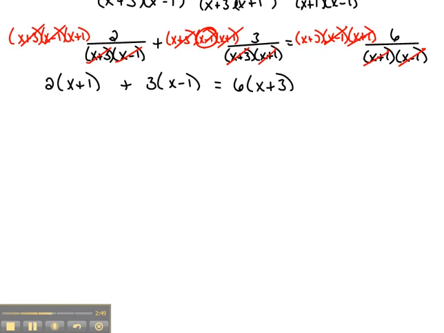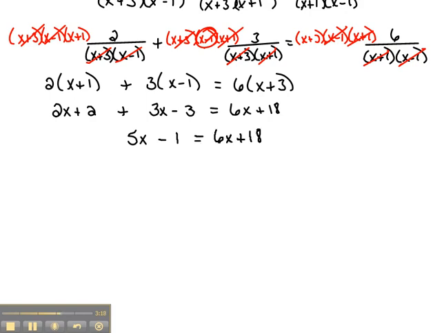Now, we're going to distribute out so that we can clean this up. So this will be 2x plus 2 plus 3x minus 3 equals 6x plus 18. So I've just done all the distribution there in one step. Now we're going to combine our like terms. So we've got 2x and 3x, which would be 5x, plus 2 minus 3 would be minus 1, equals 6x plus 18. And now let's move the 5x over to the right so it will stay positive. So let's subtract 5x from both sides.